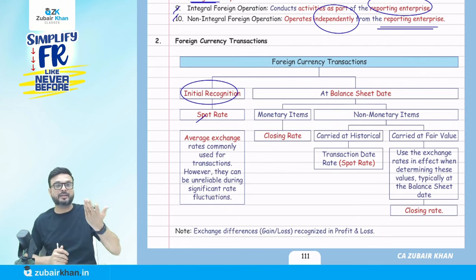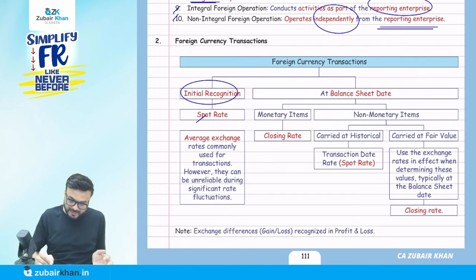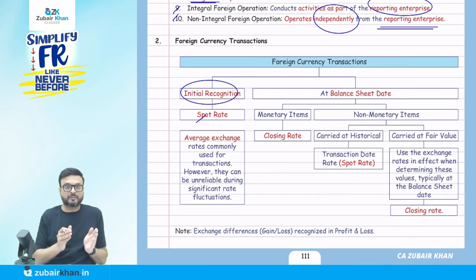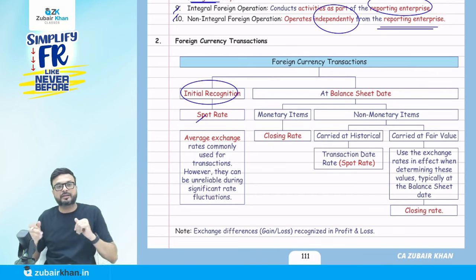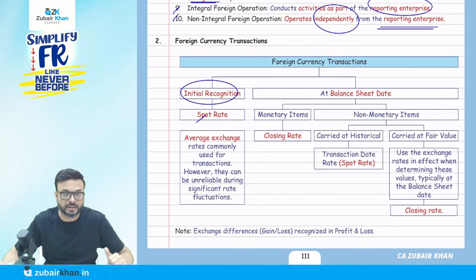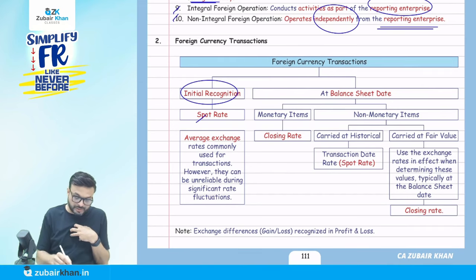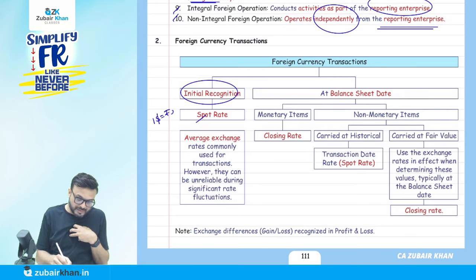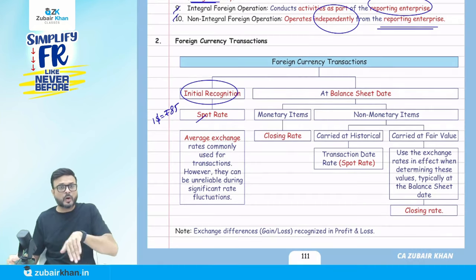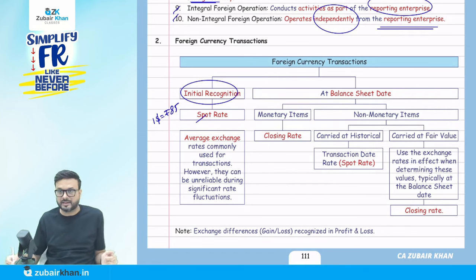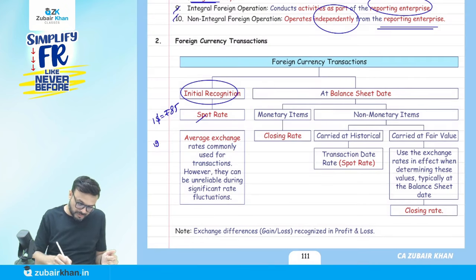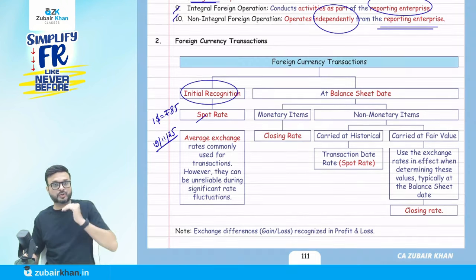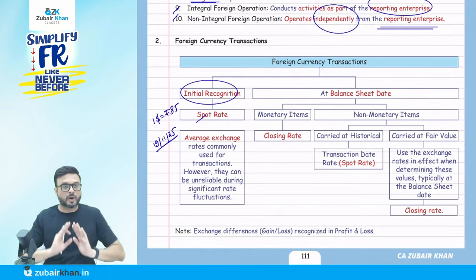What should be the exchange rate? Because I'm liable to pay them in US dollars. Suppose I recorded the purchase account debited and the creditor's account credited. So I pass the entry at the spot rate. Suppose the exchange rate for $1 is, let's say, 85 rupees. So we recorded at this rate on the date of transaction, suppose 19th of November 2025.